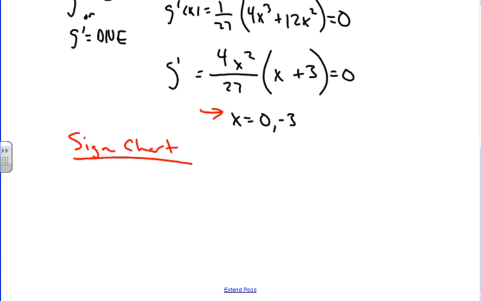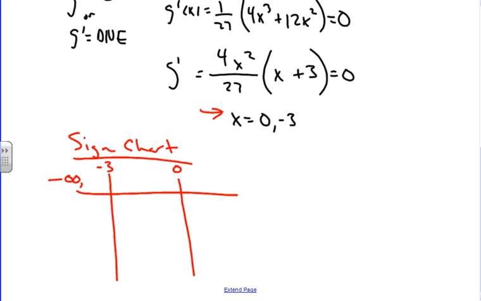The sign chart will allow me to test to see where these values change. So I'm going to put in -3 here, 0 here. We're going to test the interval from negative infinity to -3, -3 to 0, and 0 to infinity. I'm going to use g prime. Make sure you label your sign chart correctly, because we are using g prime. And we're going to test it out by using this.